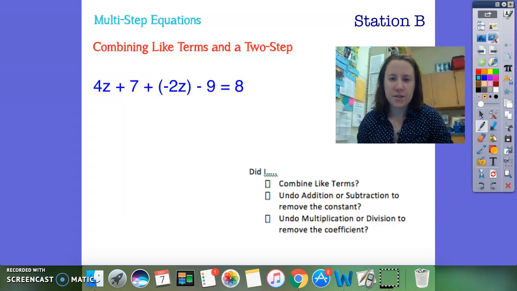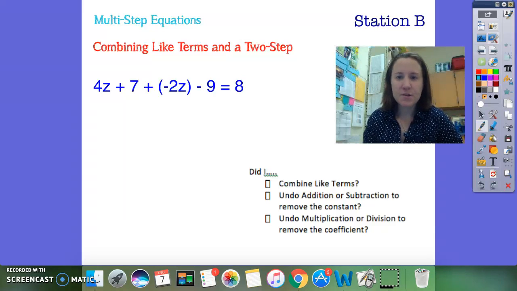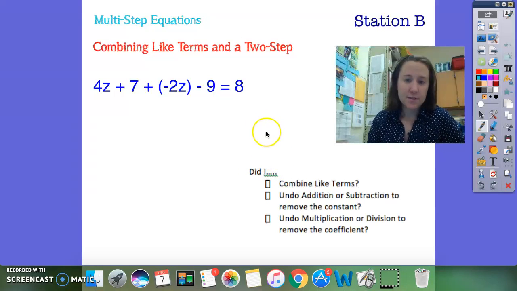The second station that you're working with today is combining like terms in a two-step equation. So multi-step, but with combining like terms. You have a checklist here in the order in which you're supposed to do these steps to solve this equation. So starting with combining like terms, moving on to undoing addition or subtraction, and then finally the multiplication or division.